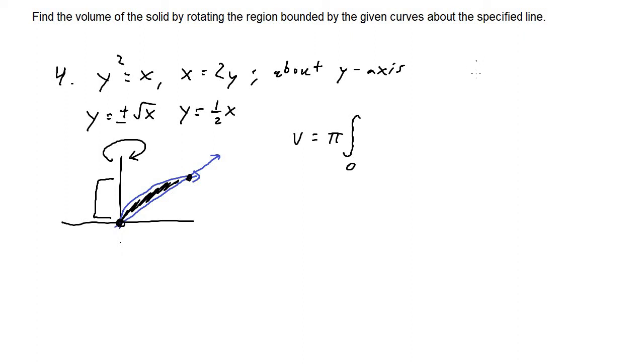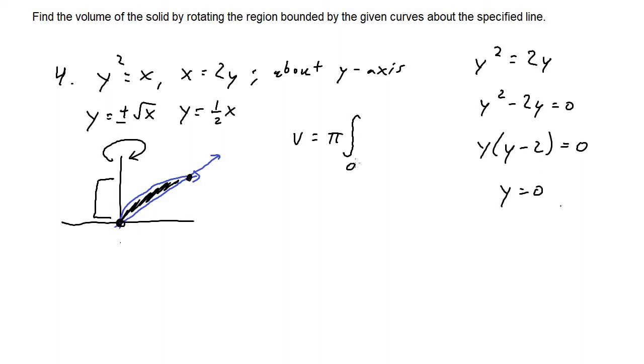So I set y squared equal to 2y. Now I can go ahead and subtract over the 2y. So y squared minus 2y equals 0. I can factor out a y, so y times (y minus 2) equals 0. And then I can set both of those factors equal to 0.